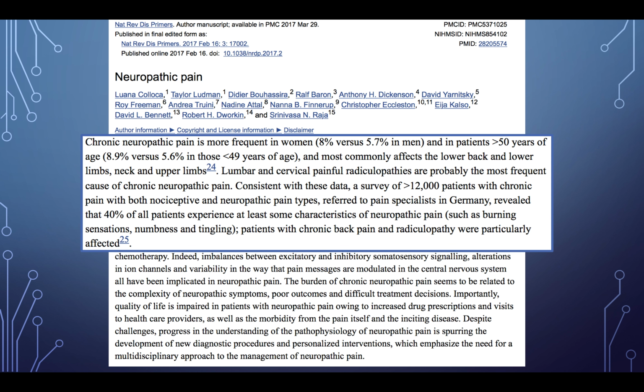But lumbar and cervical painful radiculopathies, they're probably the most frequent cause of chronic neuropathic pain. So that's something good to remember. A lot of people, we do a lot of work in the cervical and lumbar areas, but just something to remember.